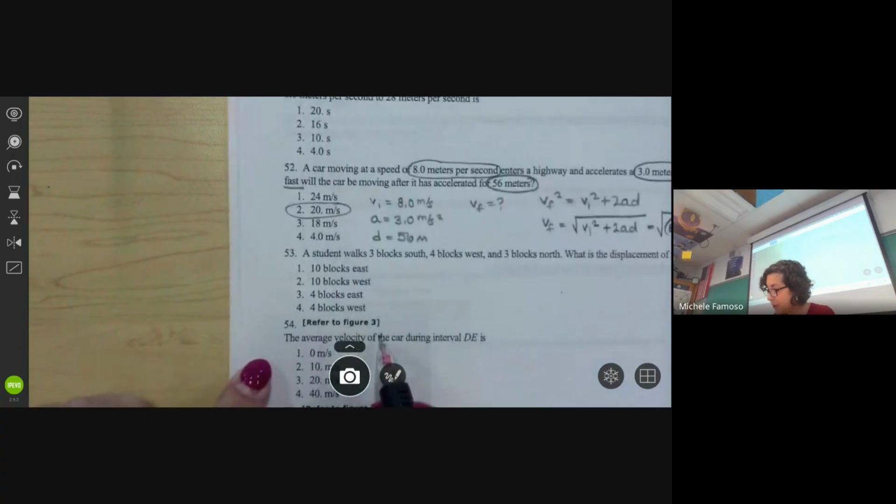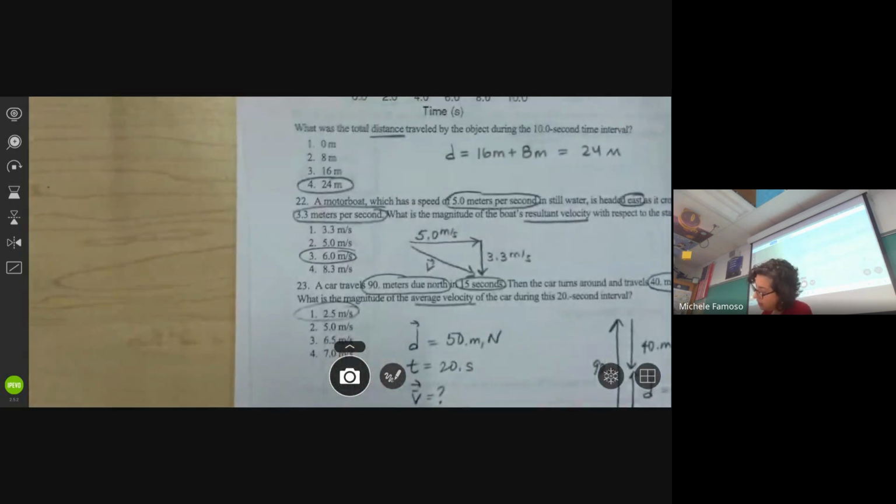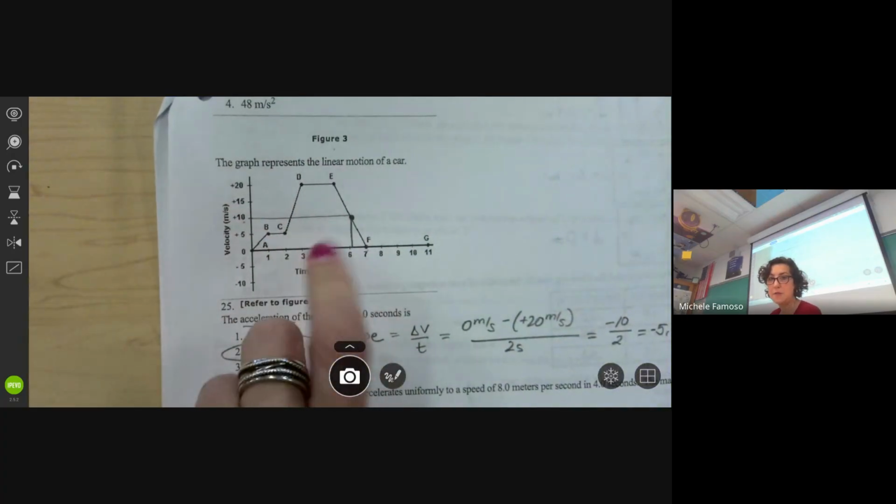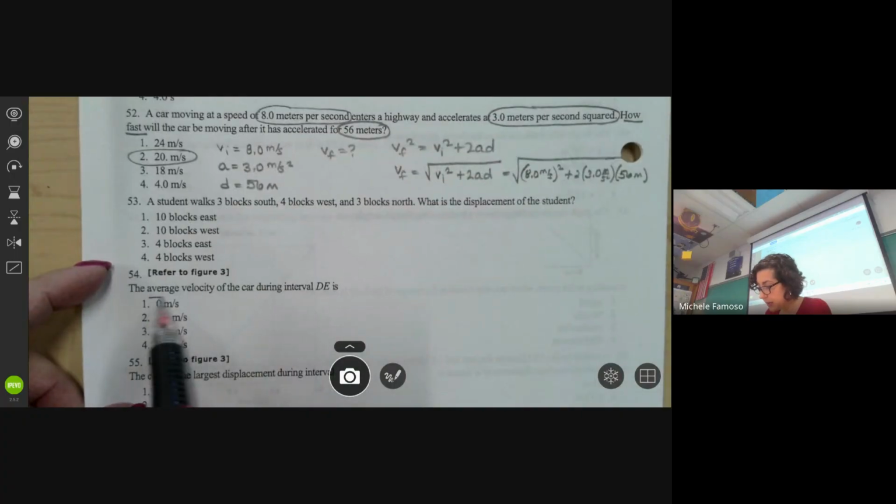Yes, Kira? Okay, these are referring to figure 3, which was back a few pages. Figure 3 was on this page right here. See, it says figure 3. There's the graph that we're using for these questions. So I'm sorry, you said 54 and 55? 54 wants the average velocity from D to E.